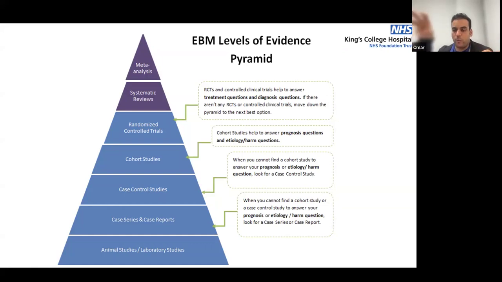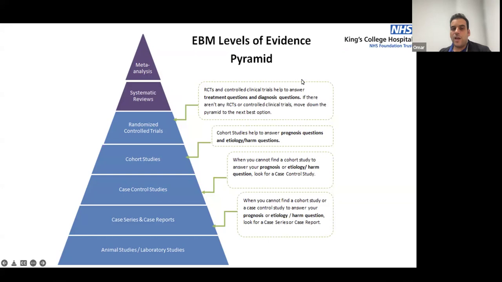So you have one group with the intervention that you want to investigate, and your case control is the control group of healthy patients or the gold standard of care. Again, case control is retrospective. Cohort studies, you're following the same group of patients prospectively. And that is why a cohort study is above a case control study.